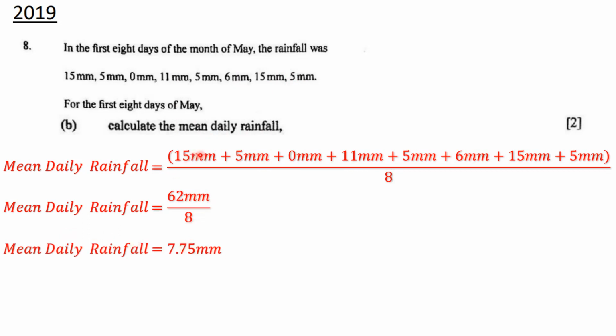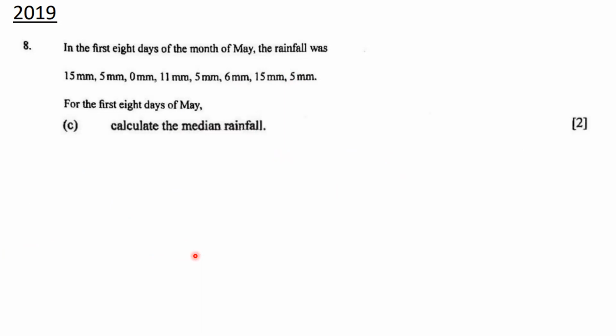How do we get that? We add all of the measurements and then we divide it by the number of days that we have, which is going to be 8. And so the answer for the mean daily rainfall is 7.75 millimeters. Okay, let's move on to the next question.